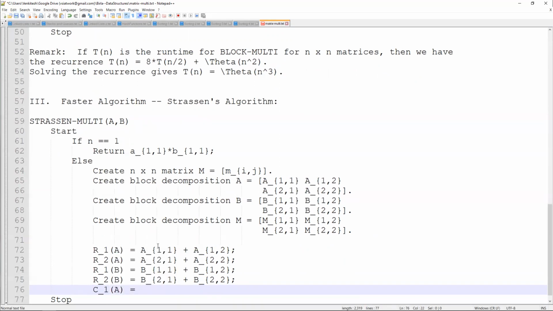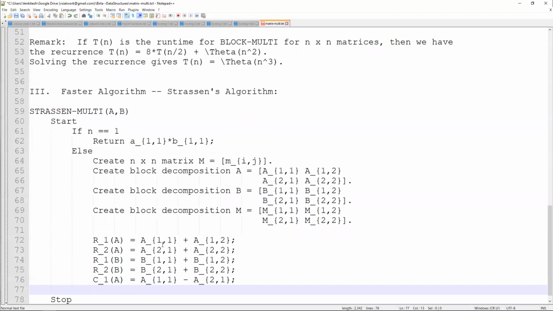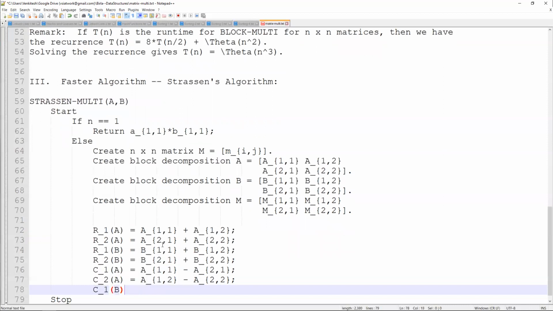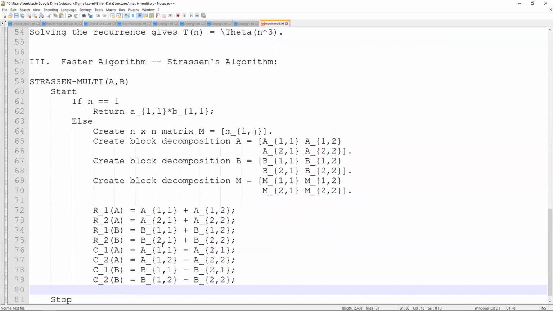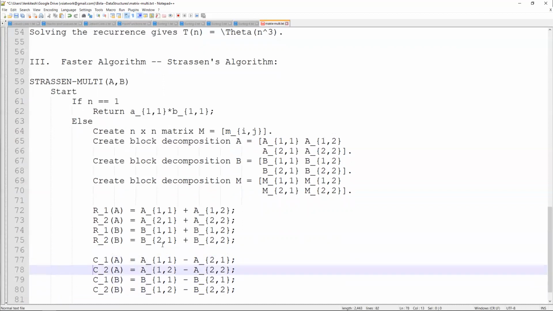We have C1A, but now it's column-wise difference. Okay, A11 minus A21, C2A equal to A12 minus A22. Similarly for B, C1B is B11 minus B21 and C2B, second column difference, B12 minus B22. So the row sums are done, the column differences are done.